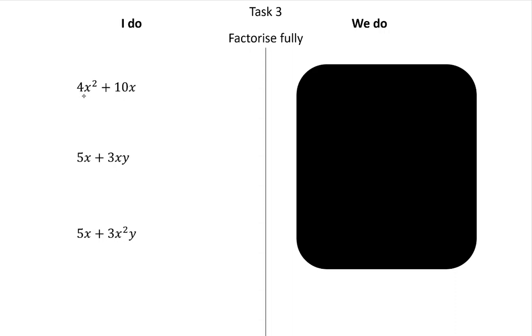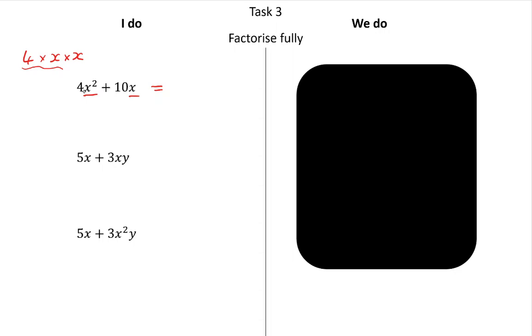Final task of the day, and now we've got letters on both sides. If we think about this 4x squared, what is 4x squared? It's 4 times x times x. So we've got 4x as a factor. I mean, x is a factor in there twice, right? So let's have a look first.